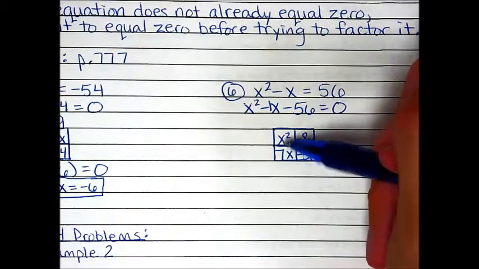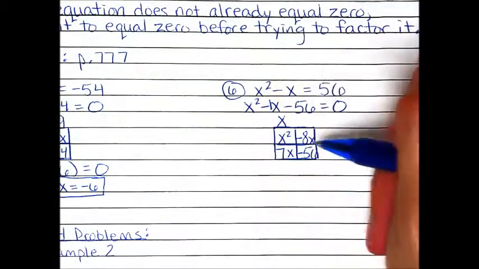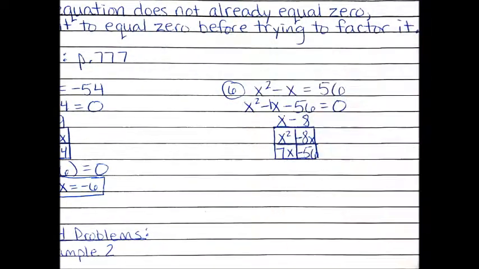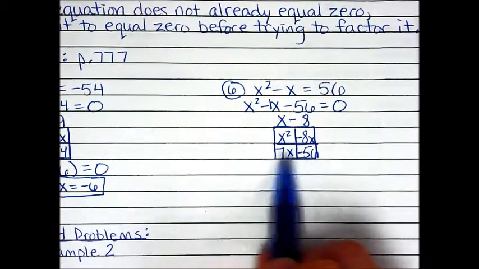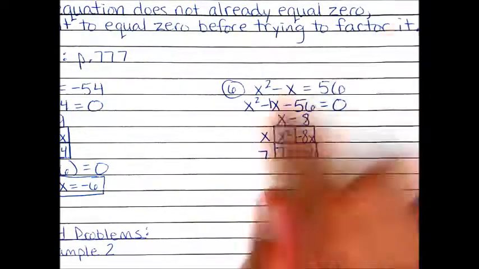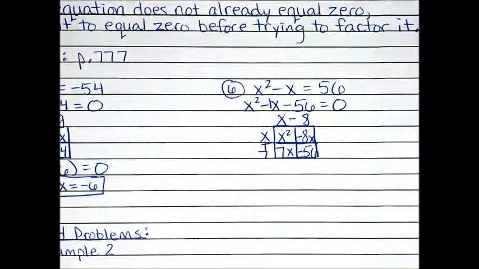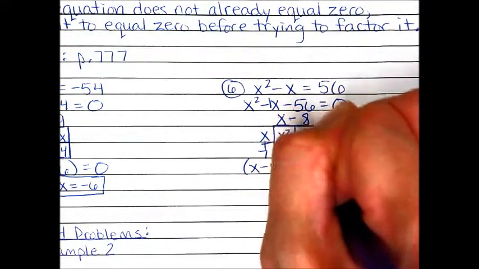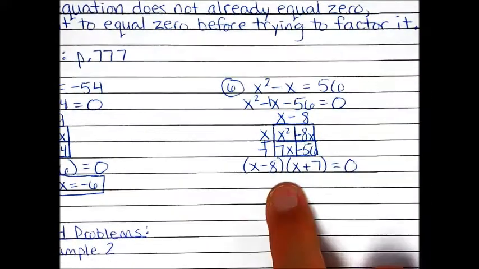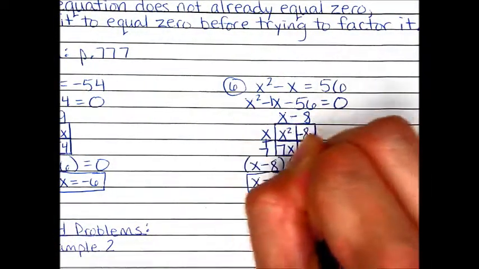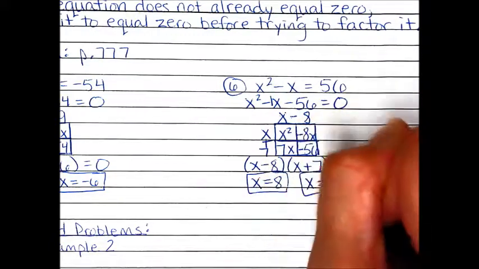So common factors, these both share an x. 8 and 56 can be divided by several things, but 8 is the greatest common factor. It's a negative, put a minus. Going across, x, 7 and 56, 7. It's a positive 7, you do a plus 7. So your factors are x minus 8 times x plus 7 equals 0. Got it in factored form. Solve it. Solutions are x equals 8 and x equals negative 7.